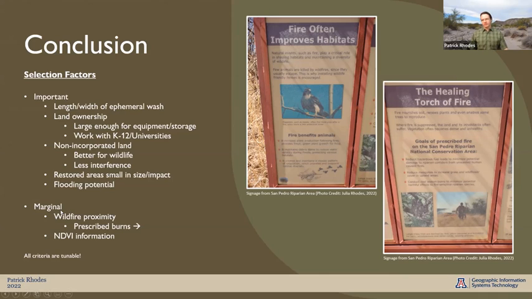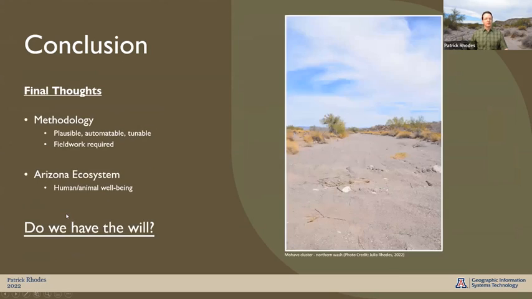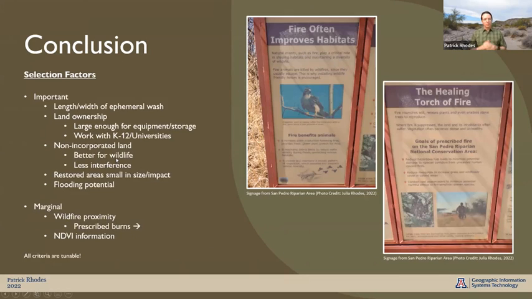The marginal selection factors, the ones I would not use in the future, is wildfire. So what we want to use there is prescribed burns. That's what they use down in the San Pedro riparian area. These are pictures that my wife took in March when I was down there. And it talks about the benefits of prescribed burns down there, so having it near a natural wildfire is not a good idea. Plus they're actually fairly rare in the desert area. They're common in the transition zone and the high elevation, but not in the desert.